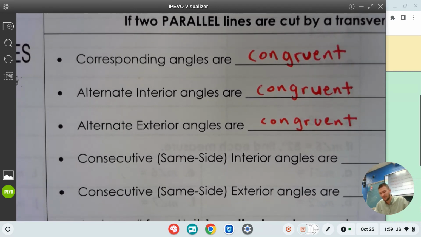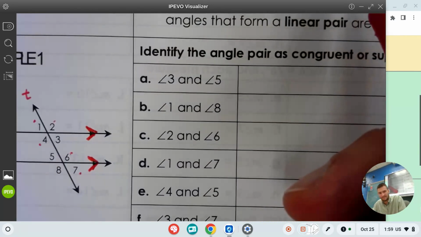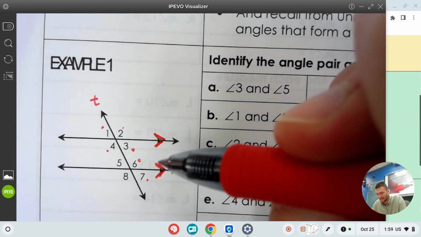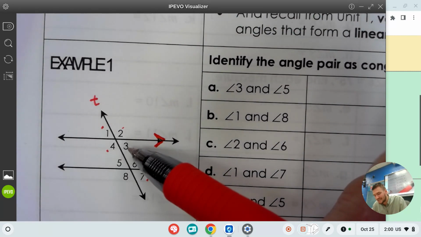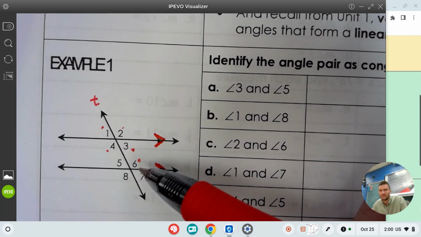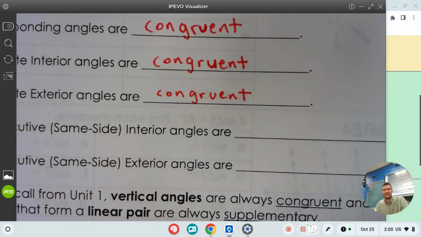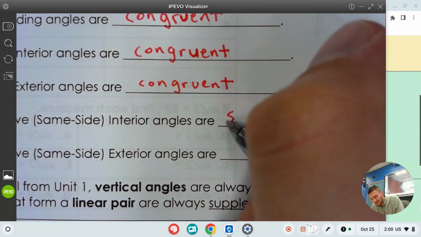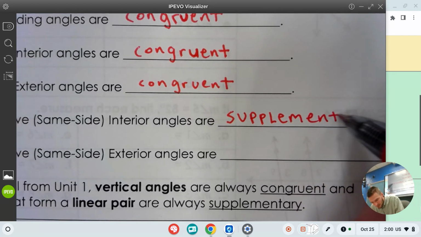Now, here's where we're going to switch it up a little bit. Consecutive, which means same side, interior. If you look at 3 and 6, these are consecutive because they're on the same side. These are interior. If you look at 3 and 6, do you notice that 3 is acute and 6 is obtuse? There's no way they're congruent, because we know one's bigger than 90, we know one's smaller than 90. So congruent is not the case. But what we got is that these are supplementary. Okay? So let's write this down. Then we'll talk about what it means. We should already know.